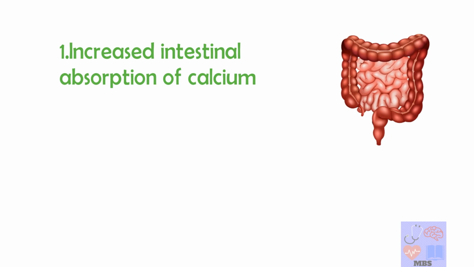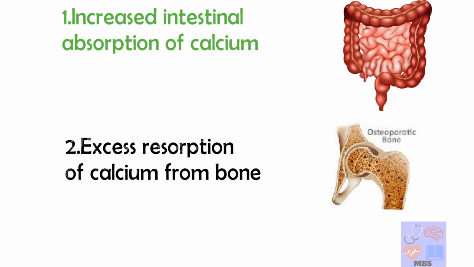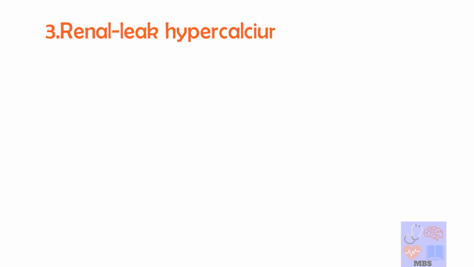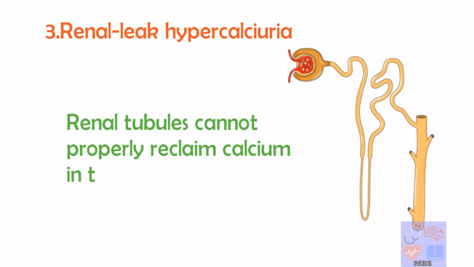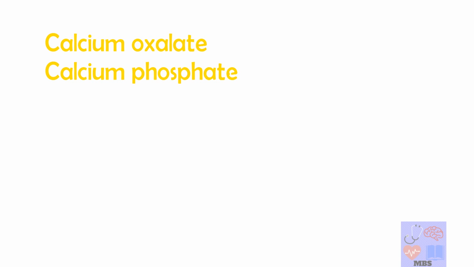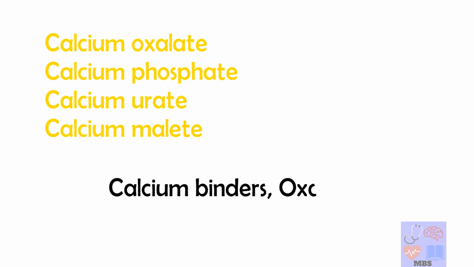The first is increased intestinal absorption of calcium. The second is excess reabsorption of calcium from the bone. And the third is renal leak hypercalciuria. That means renal tubules in the nephron cannot properly reclaim the calcium in glomerular filtrate. These calcium stones can have different chemical structures like calcium oxalate, calcium phosphate, calcium urate, and calcium malate, depending upon their etiology that we have discussed above. Or even if a patient is treated with drugs like calcium binder or oxalate binder, they can have renal calculi.